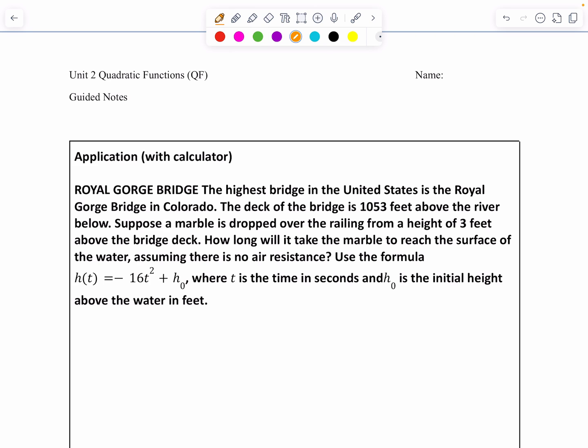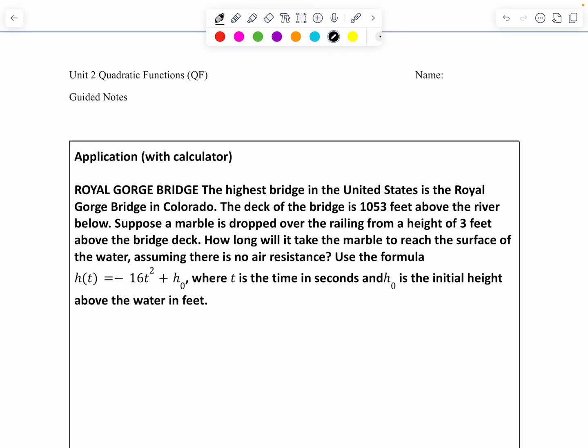If I wanted to look at this, it says the highest bridge in the United States is the Royal Gorge Bridge in Colorado. The deck of the bridge is 1,053 feet above the river. Suppose a marble is dropped over the railing from a height of 3 feet above the bridge deck. How long will it take the marble to reach the surface?